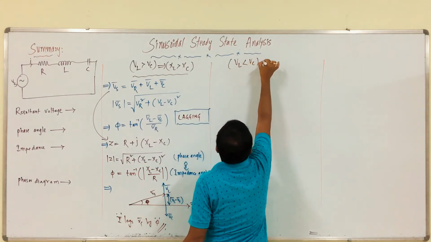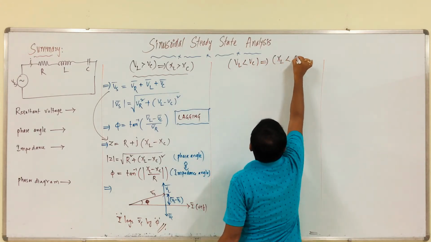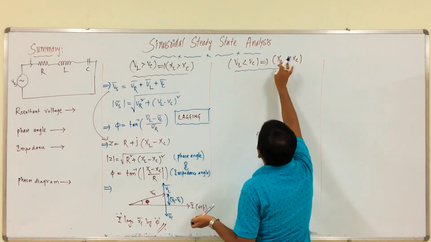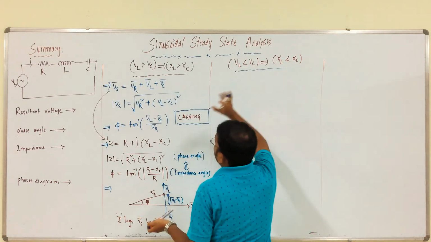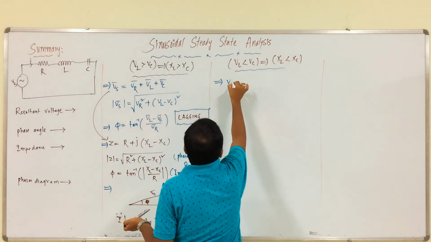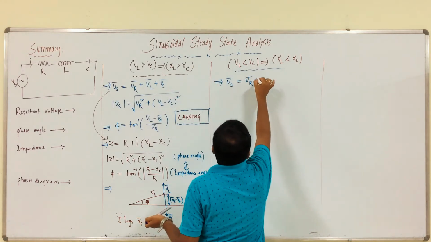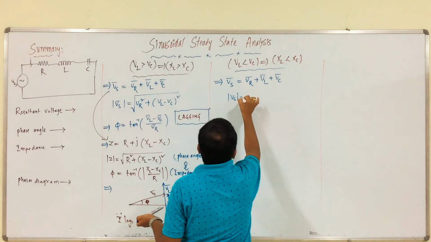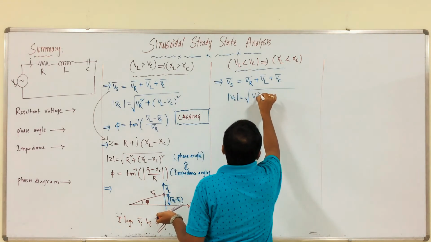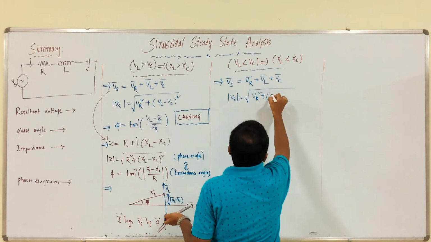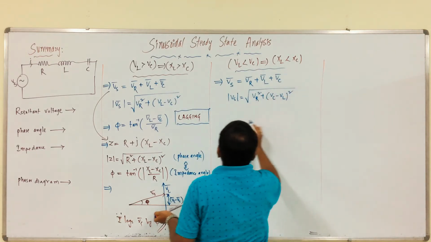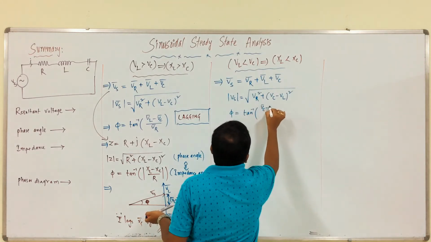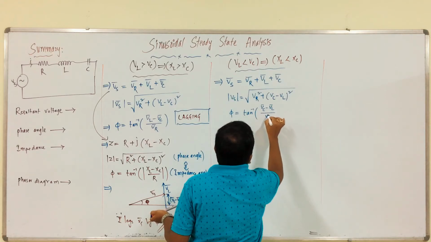VL less than VC, which is equal to what? XL less than XC. Clear? This is the condition. Here the capacitive effect is more than the inductive effect, therefore the phase angle is leading. The resultant voltage is again the same: VR square plus, since VL is less than VC, VC minus VL whole square. Therefore, phase angle is what? Tan inverse of VC minus VL by VR.